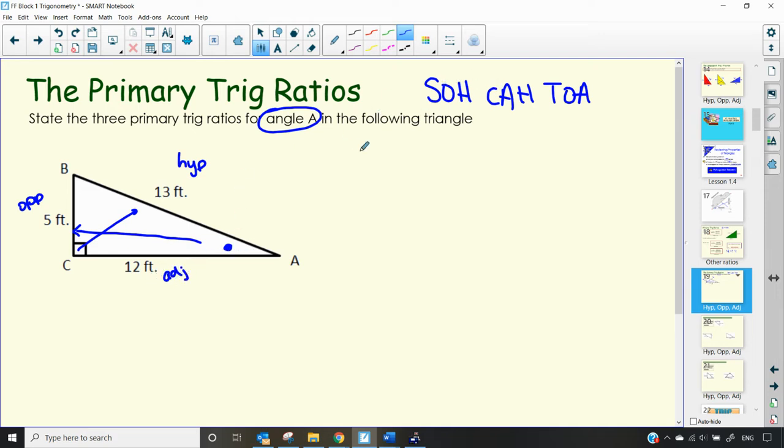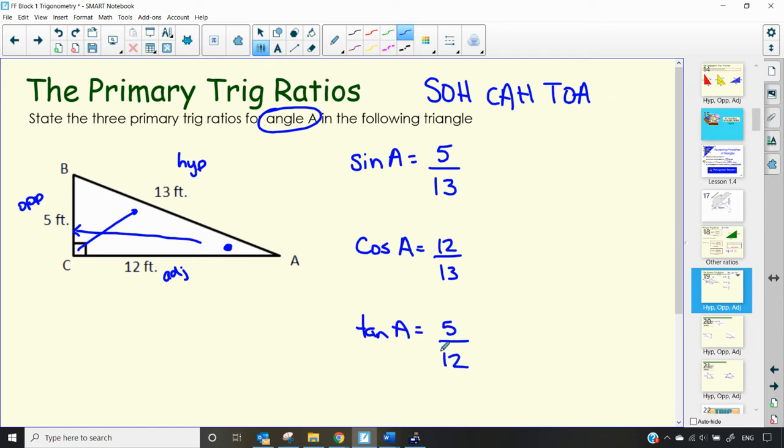So if I wanted to set up my trig ratios, sine of angle A is opposite over hypotenuse. So opposite is 5. I'm not going to bother putting the units in there. Sine of angle A would be 5 over hypotenuse, which is 13. So this would be my primary trig ratio, 5 over 13. Cosine of angle A would be adjacent, which is 12 over 13. And then tangent of A would be opposite, which is 5 over adjacent, which is 12.